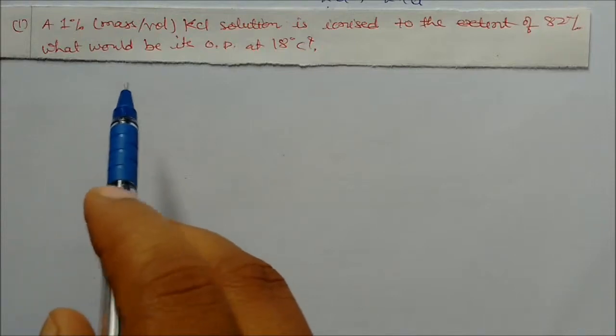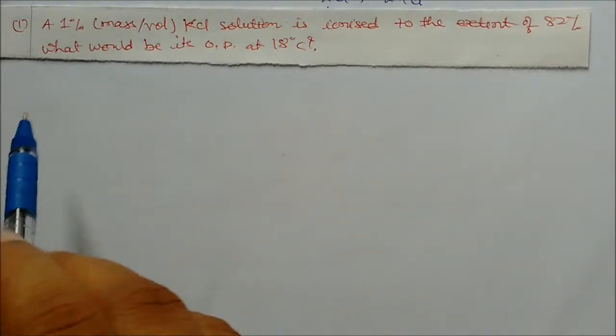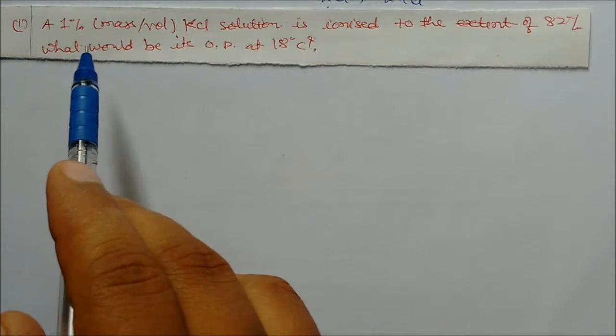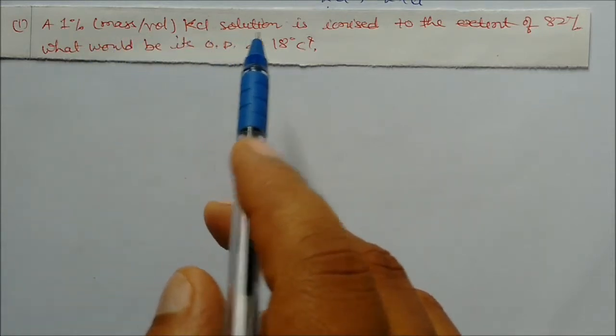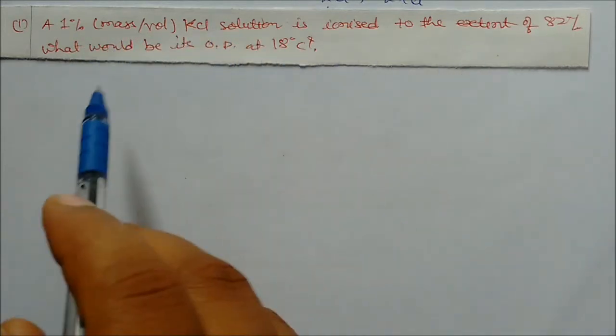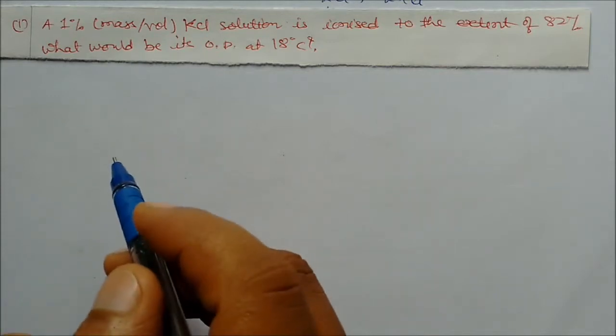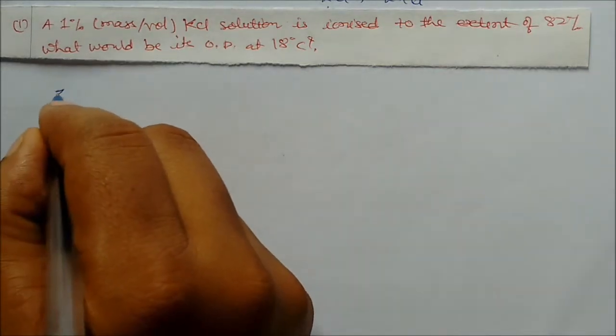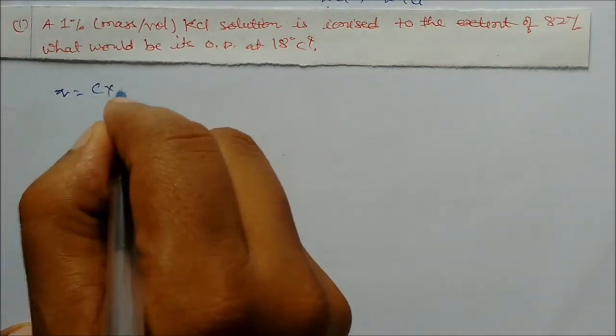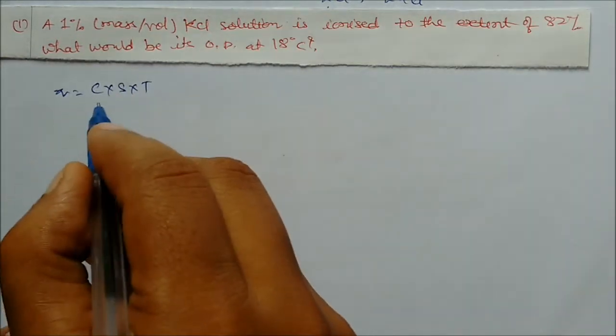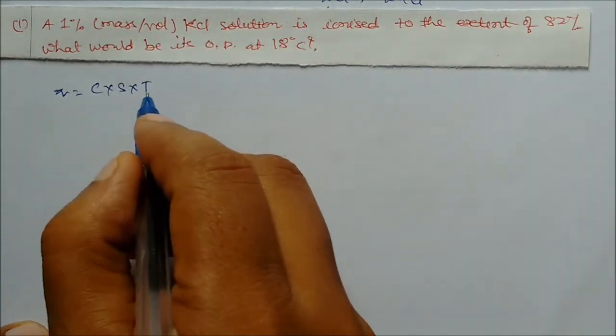Let's solve some problems based on osmotic pressure of solutions. The question is: a 1% mass by volume KCl solution is ionized to the extent of 82%. What would be its osmotic pressure at 18 degrees centigrade? We can use the formula pi equals C into S into T, where C is the concentration of the solution, S is the solution constant, and T is the temperature.